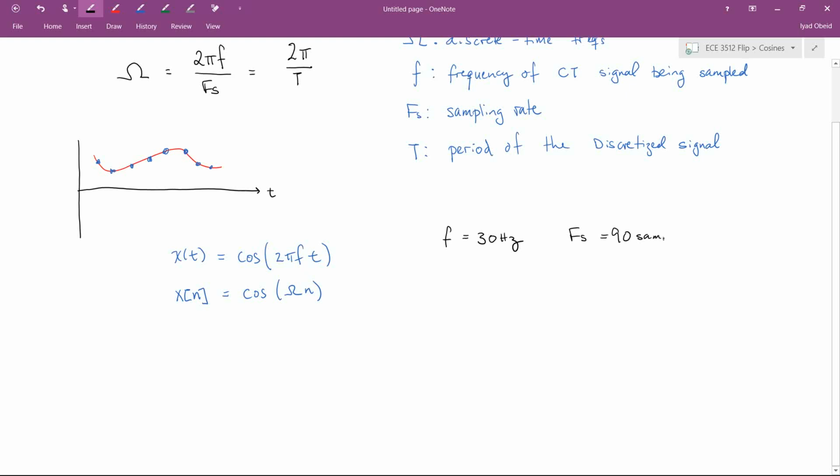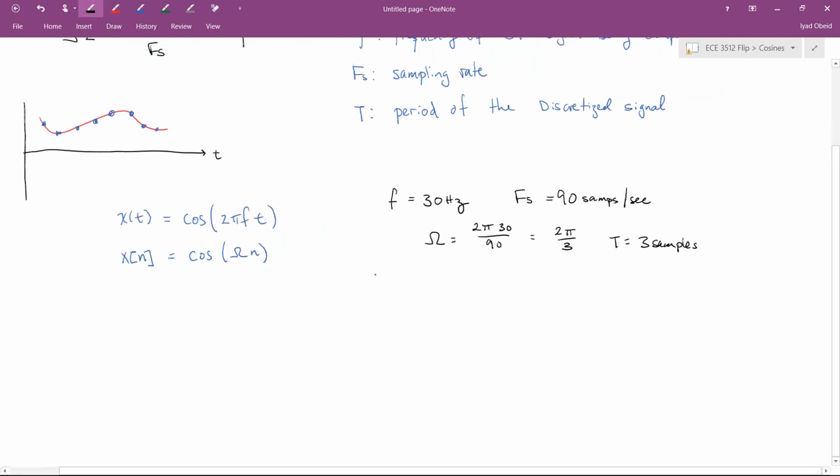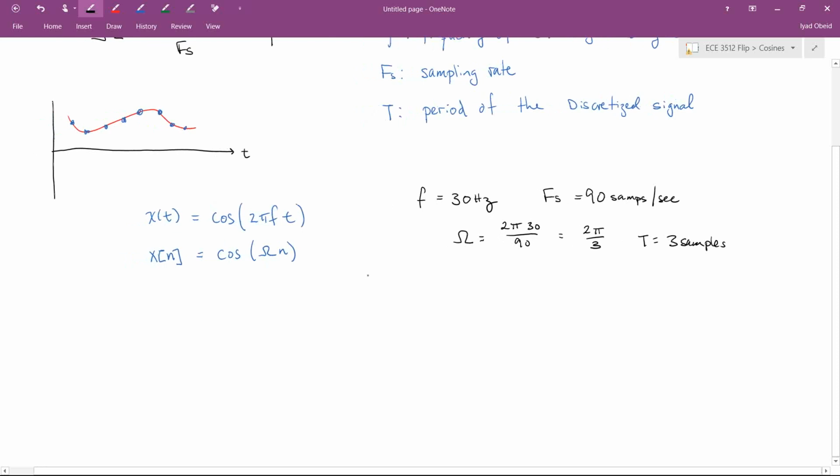So let's see what I think I should get. If I do this, I'm expecting a discrete time frequency of 2 pi times 30 over 90, which is going to give me 2 pi over 3, which means I'm going to expect a discrete time period of 3 samples. Let's give that a shot. So let's actually try this out and see what we get.